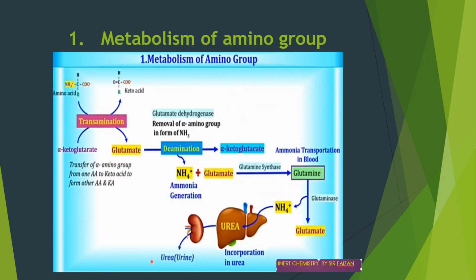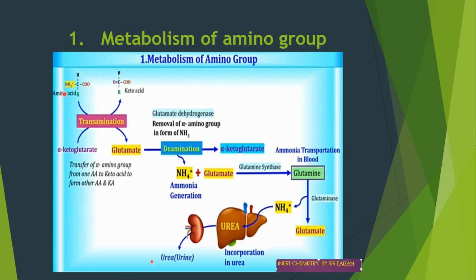First, we discuss the metabolism of the amino group. During the metabolism of the amino group, the first step is transamination. Transamination is defined as the transfer of an amino group from one amino acid to a keto acid to form another amino acid and keto acid.